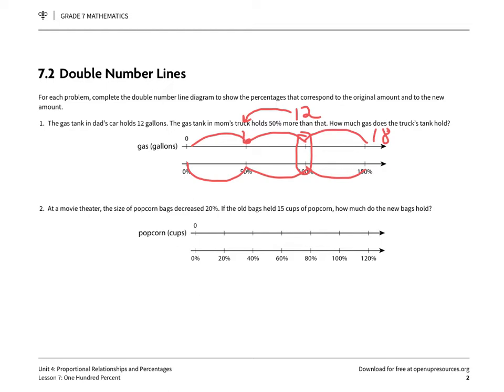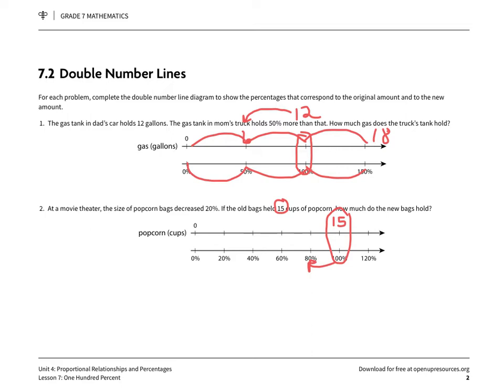Next one, at a movie theater, the size of the popcorn bag decreased 20%. If the old bags held 15 cups, how much did the new bags hold? So let's see, my old bags held 15 cups of popcorn. That's going to be kind of the whole, the thing I'm comparing to. So that's my 100%. So here's where this gets a little tricky. I want to know there's a decrease of 20%. I want to know what's going right there at 80%, or a decrease by 20% to 80%.